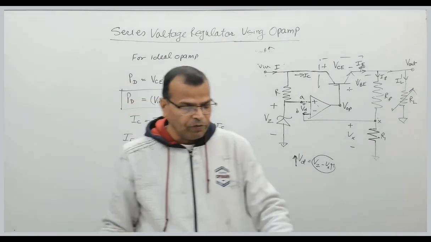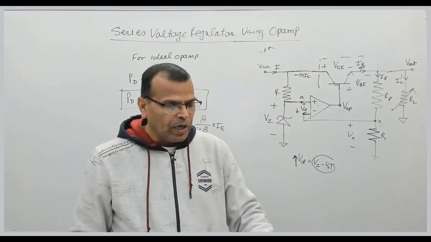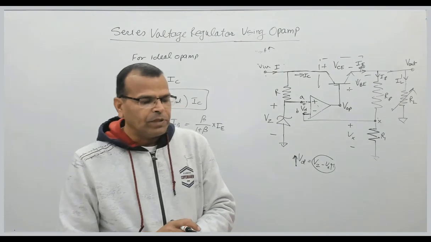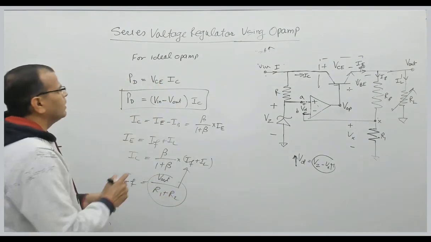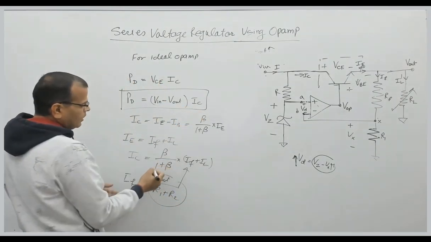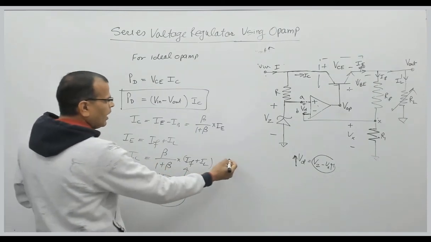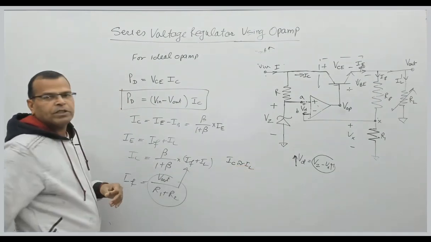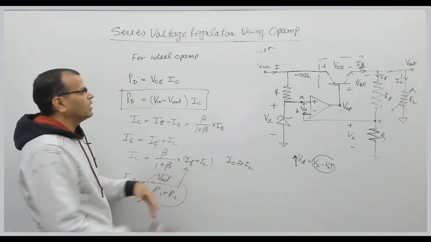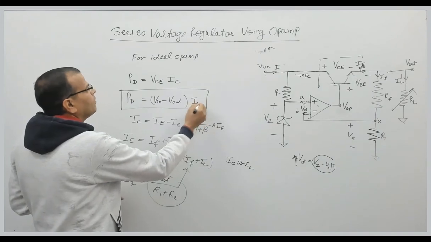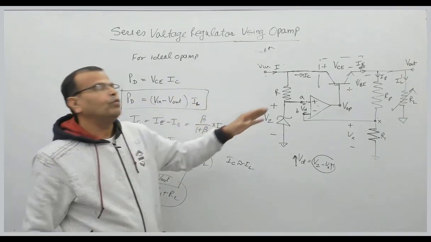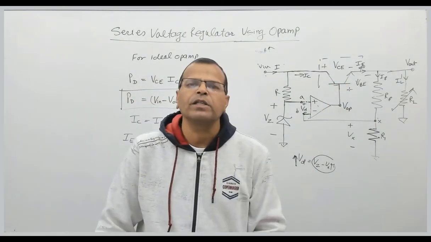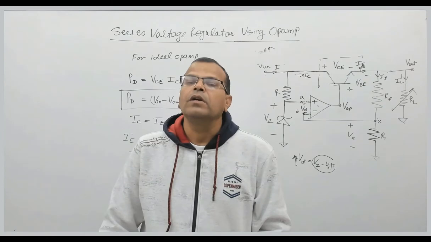So op-amp should be working in saturation mode, and beta of the transistor should be large, and BJT must be able to dissipate how much power? That is, please see carefully, IC can be approximately equal to IL, so minimum this much power must be dissipated, that is rated current. So V out into IL must be the minimum power dissipation which we should be able to do in BJT. So these are some of the points related to series voltage regulator using op-amp.